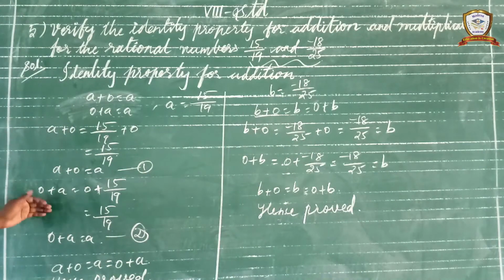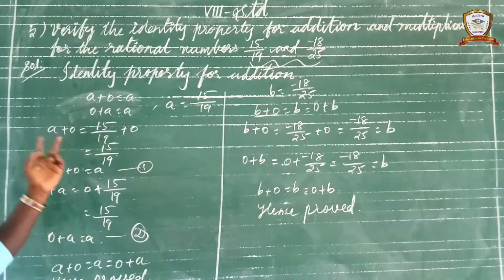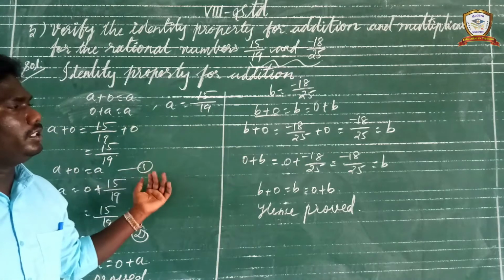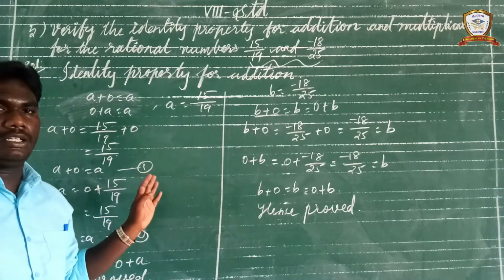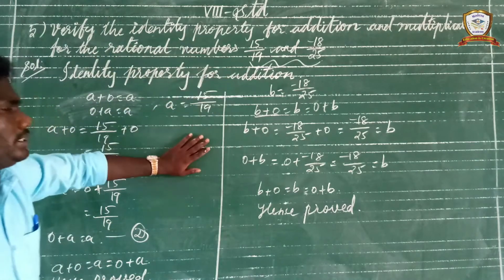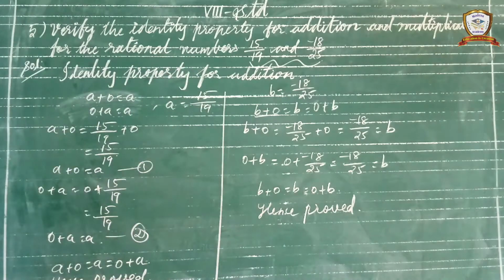So this time also you do it. There are two methods: first method this one, second method this one. Whichever you want to use, you take that method. Are you clear? So I go to the next one. The first one, identity property for addition, is finished. Next, identity property for multiplication.